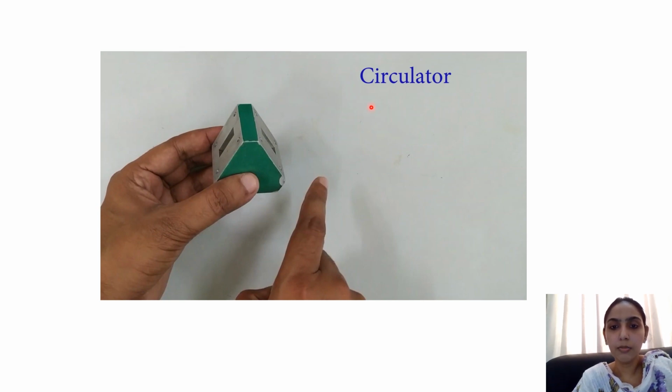Again, coming to the device circulator. A circulator is a unidirectional device, that is, power flow is going to occur only in one direction. It is a 3-port device. We will have one port here, another port here, and another port downwards. So if we have an input signal, the power will travel from port 1 to port 2, from port 2 to port 3, and from port 3 to port 1. It can travel only in one direction. It cannot travel in the reverse direction.